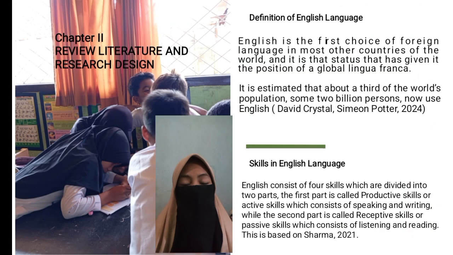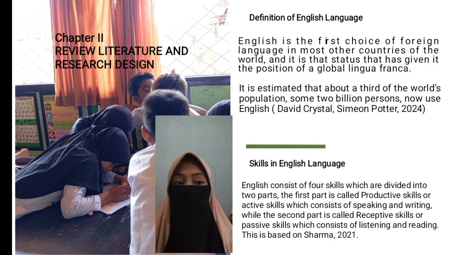Okay, then we continue to second chapter. Here is about English language. The first is the definition of English language. English language is the first choice of foreign language in most other countries of the world, and its status has given it the position of global lingua franca. It is estimated that about a third of the world's population, some 2 billion persons, now use English. The data is based on David Crystal and Simon Potter 2024.